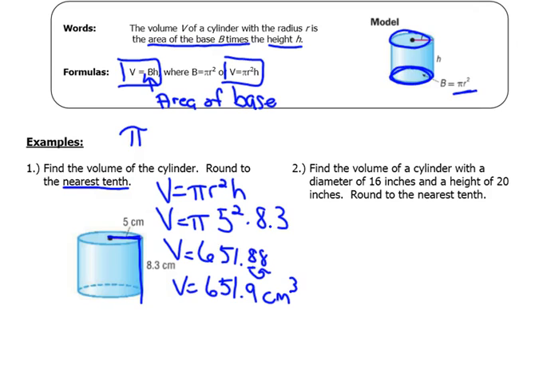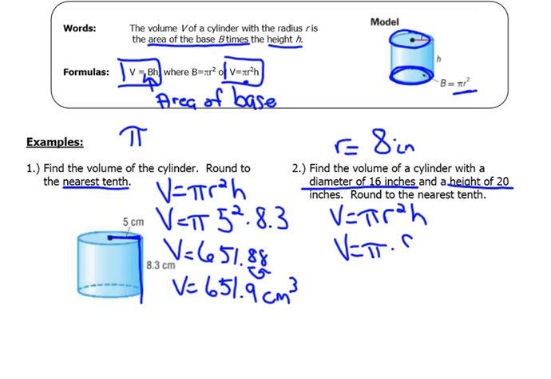Find the volume of a cylinder with a diameter of 16 inches and a height of 20. Well, my formula, I need a radius. So if a diameter is 16, if you remember, that means your radius is half. So your radius is going to be 8 inches. My formula, pi r squared h. So then we're going to have pi, because that's reminding me to use the pi button, times 8 squared times 20. Still wants it rounded to the nearest tenth. So when I put that into my calculator, you are going to get 4,021.2 inches cubed.